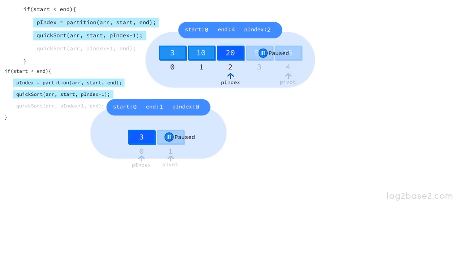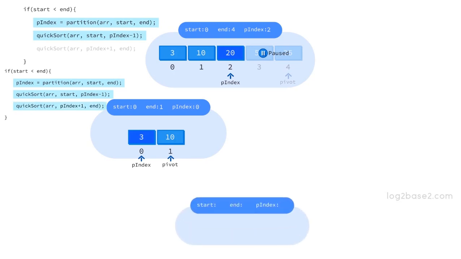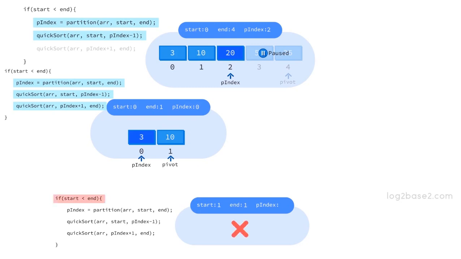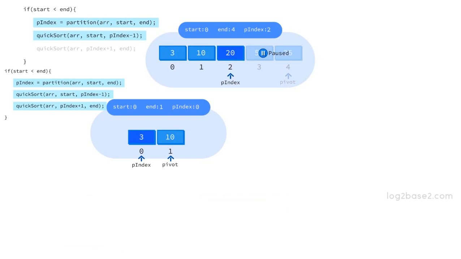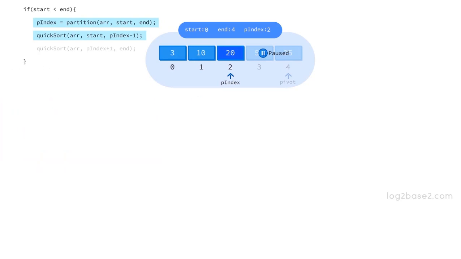Now, the first recursive call has finished its task. So now the second recursive call will be executed. Here, start is equal to p index plus 1, which is 0 plus 1 equal to 1, and end is equal to 1. So in this sub array, start and end both are equal to 1. So there is only one element. So we can stop the process now. Here, if start less than end condition will be false since start is equal to end. So it will not be executed. Now, this quicksort function has finished its task. So control will reach the main quicksort function.